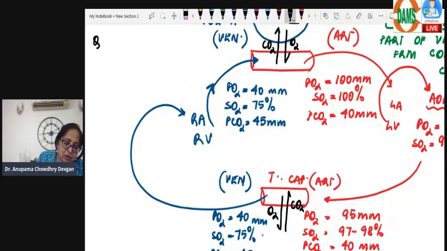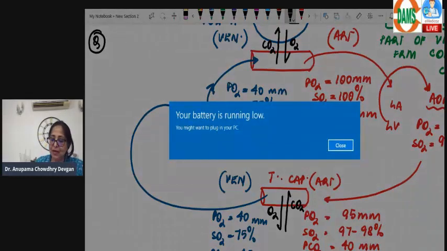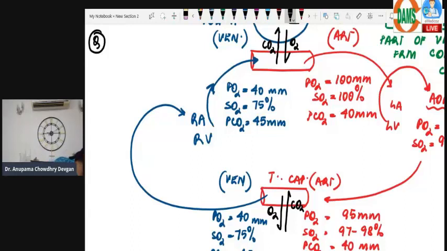The difference in PCO2 is not noticeable, not significant. Why? Because the difference between arterial and venous PCO2 is small: arterial is 40, venous is 45. So PCO2 is not going to show a very large change, because the volume of blood which is mixing is small. But PO2 will be reduced.